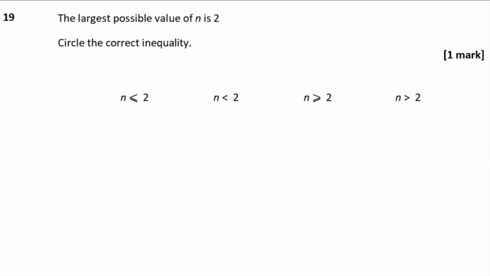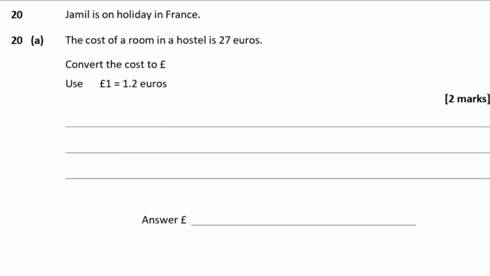Question 19, the largest possible value of n is 2. Circle the correct inequality. The largest possible value of n is 2. That means all the values of n must be 2 or less. So it's that one, isn't it? So n is less than or equal to 2. It's that one.